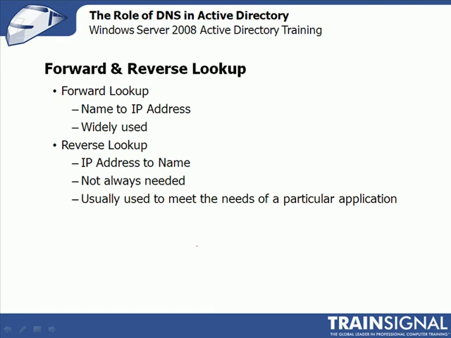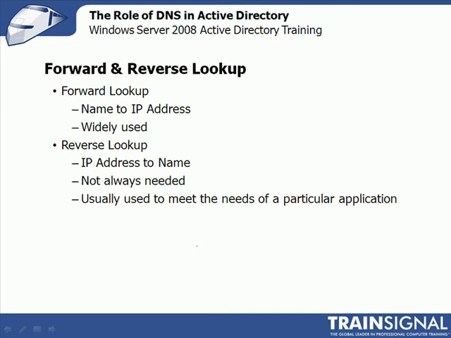Now, as far as forward and reverse lookup, forward lookup means that we are resolving names to IP addresses, right? That's what we said DNS was used for, to take a name and turn it into an IP address. That way, we can remain stupid humans and just remember names, and DNS will turn them into IP addresses. This is widely used. A reverse lookup, well, it's kind of just what it sounds like. It's the reverse. A reverse lookup resolves an IP address to a name.